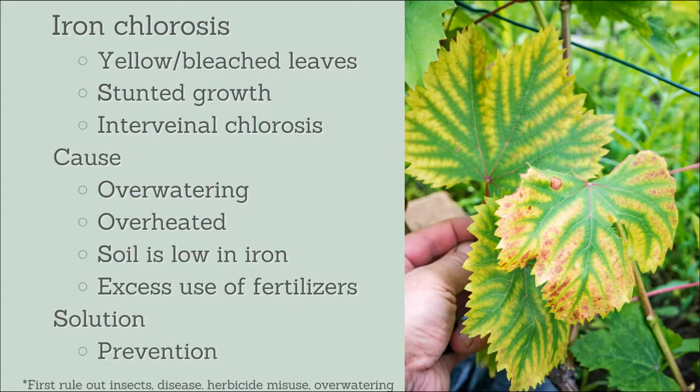So the best solution is prevention. A lot of what we just talked about, especially in your own yard, you have a little bit more control of. Don't overwater. You can keep the soil cooler by mulching. There are some plants that are more susceptible to iron chlorosis, so if there's some kind of concern, you can look into that. And if that is the case, then iron fertilizers can be applied.